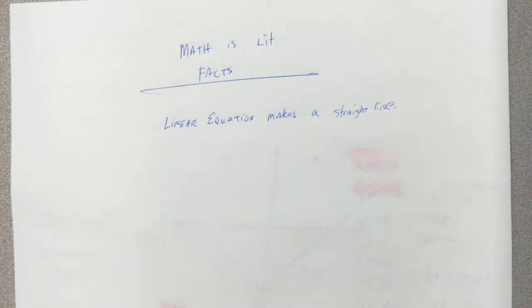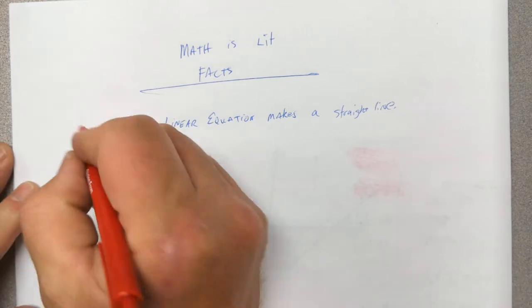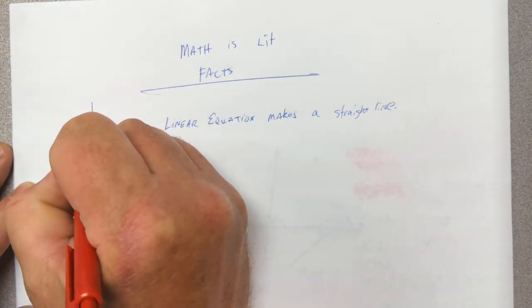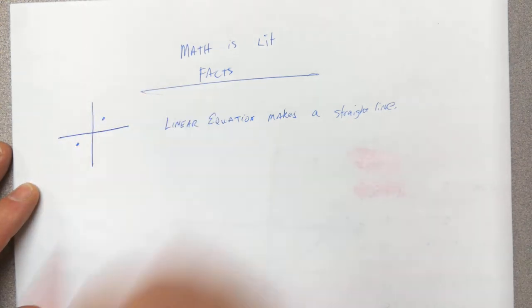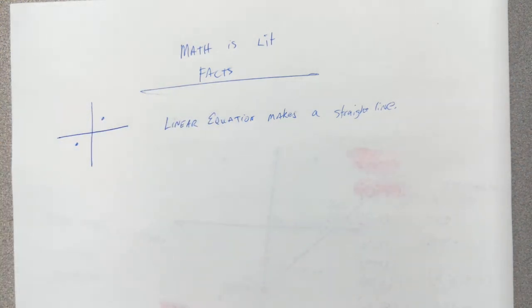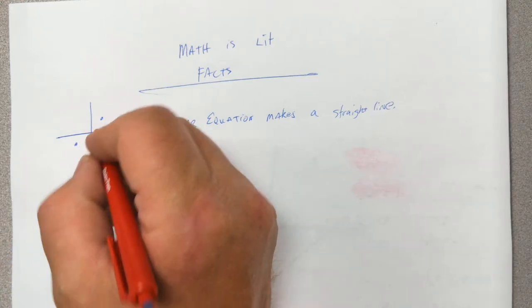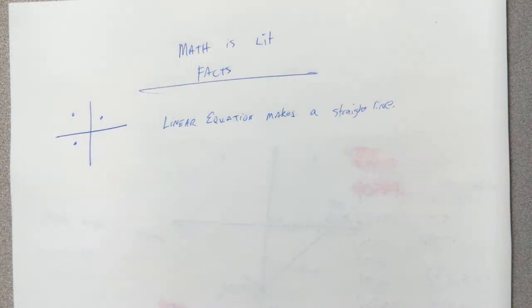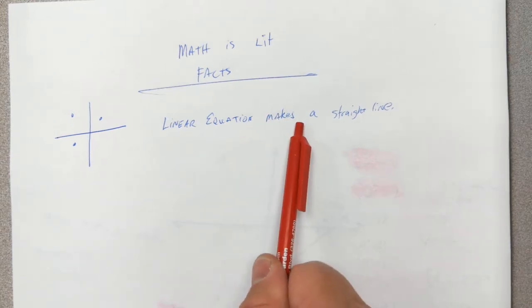So when you're doing your homework or taking a quiz, if you get something that looks like this, you have a point here and a point here. Two points is enough to make a line, but not enough to check. You really need three. If three line up, you're good. If you have two, and then a third over here, you're wrong. Something's bad. That's why this is an important idea.